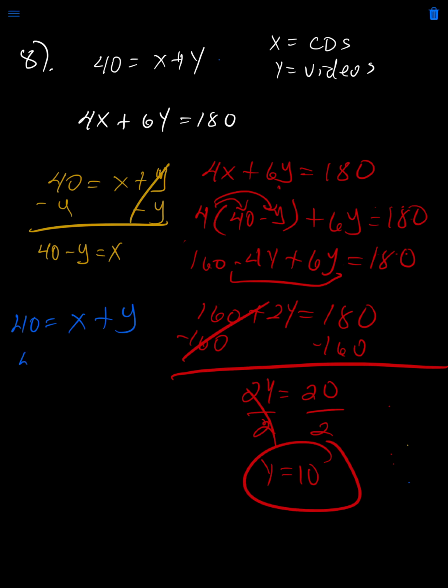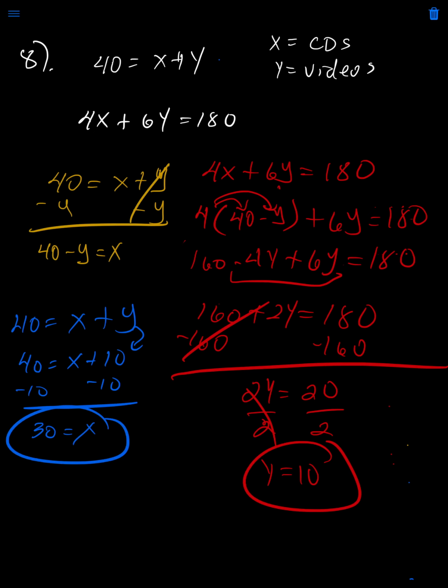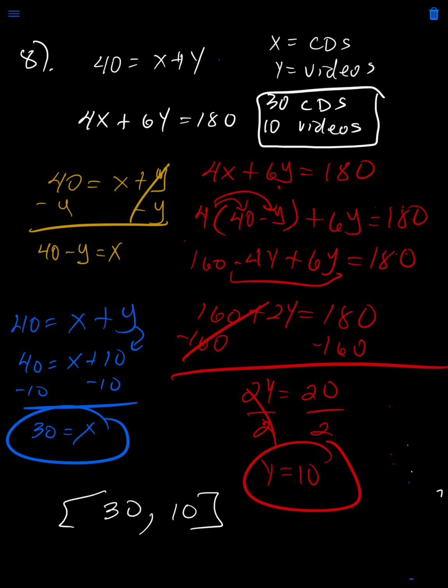Now I'm just going to plug that in to the one that says 40 is equal to X plus Y. And I'm going to use that one on the top, the one that I didn't mess with originally. So that means 40 equals X plus 10, because remember Y is equal to 10. Subtract 10 on both sides. 30 is equal to X. So my solution for this is X is 30, and Y is 10. So that actually means that they sold 30 CDs and 10 videos as my answer.